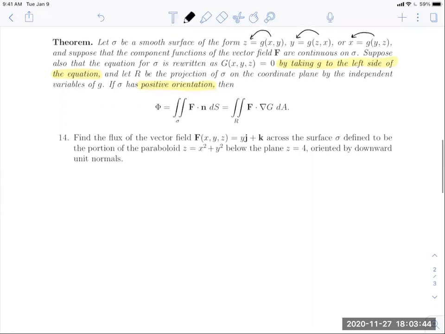So let's take a look at problem 14. Find the flux of the vector field F, which is y j hat plus k hat, across the surface sigma, defined to be the portion of the paraboloid z equals x squared plus y squared below the plane z equals 4, oriented by downward normals. Now, if you want, you can give a quick sketch here of your surface if you find it helpful. So they tell us it's a paraboloid, and then it's being cut off at z equals 4.